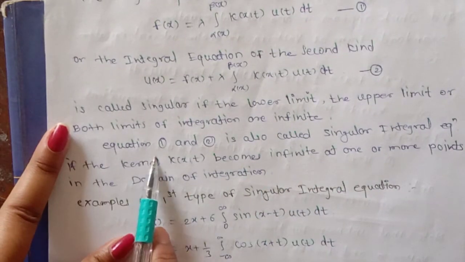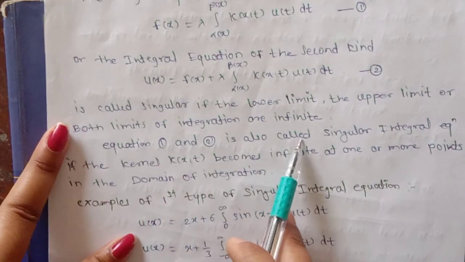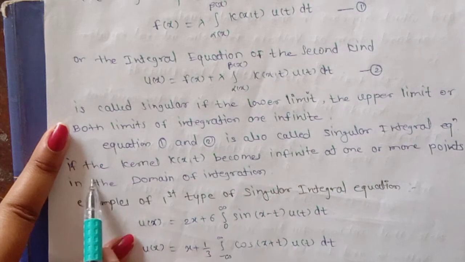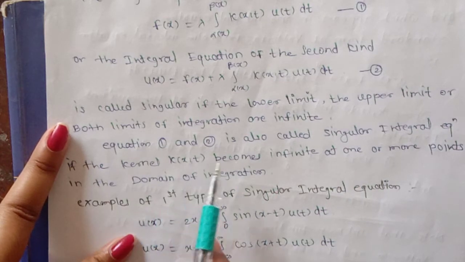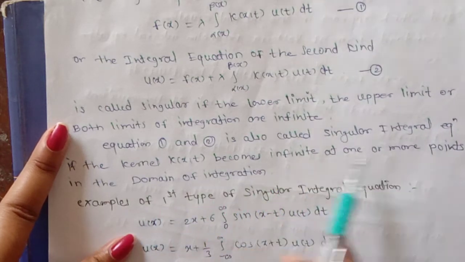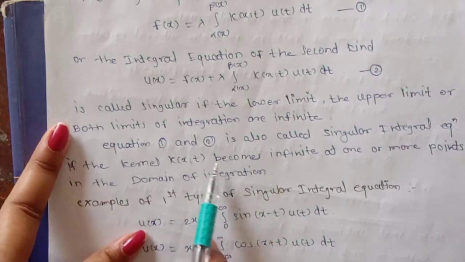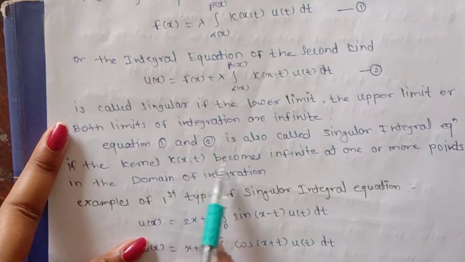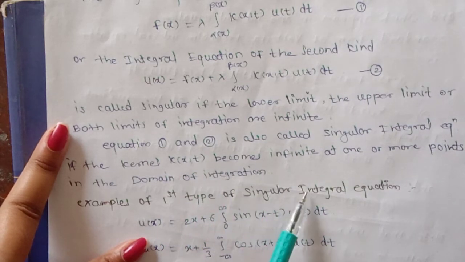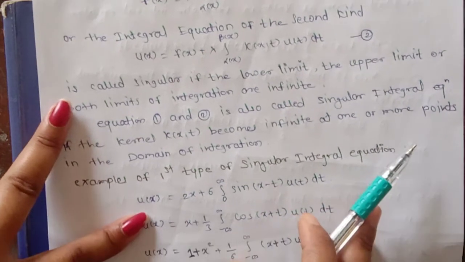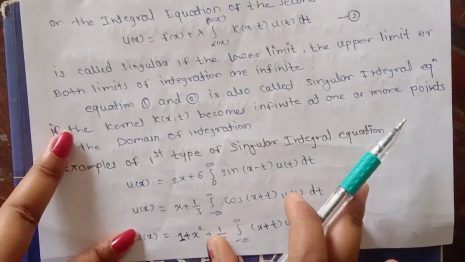Also, equation first and second is called a singular integral equation if the kernel k x t becomes infinite at one or more points in the domain of integration. Another concept is where the kernel of the integration becomes infinite at one point of the interval. At that point also this is said to be a singular integral equation. Now the examples of the first type singular integral equation.